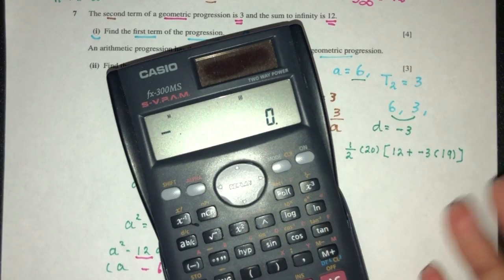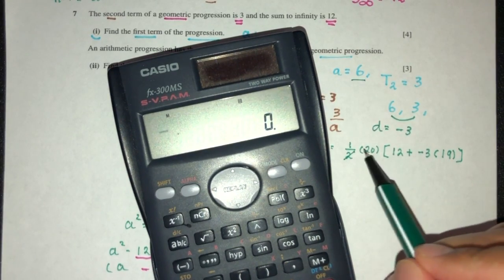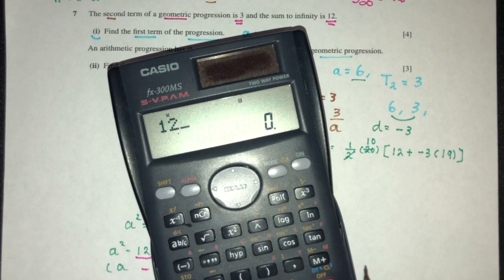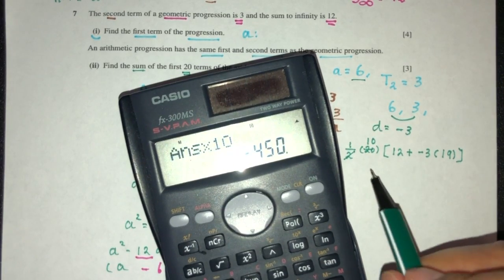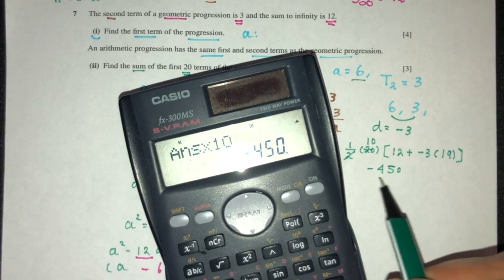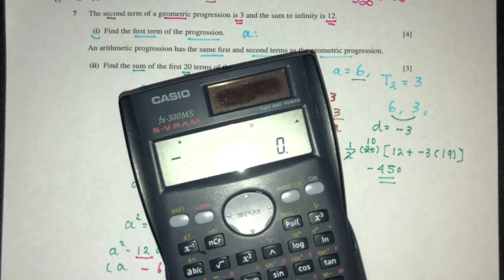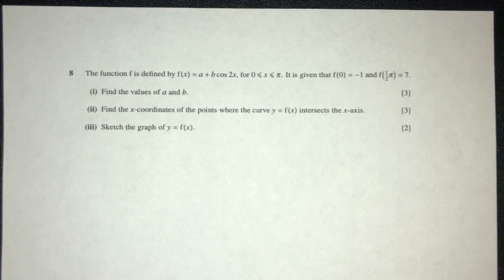Now we just have to solve. So this will be 10 over here. We have 12 minus 3 times 19, which should be 45, times 10. That should be minus 450 as your answer for the sum of the first 20 terms. Now let's move on to the next question.